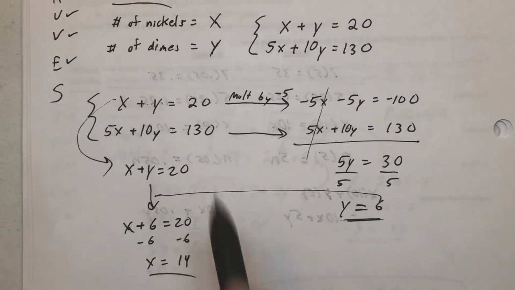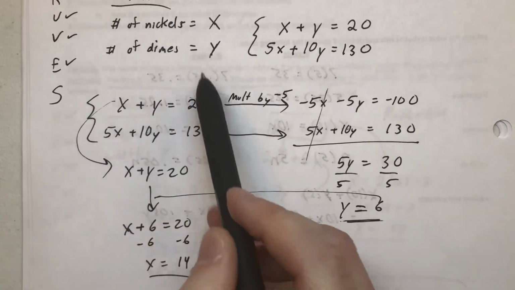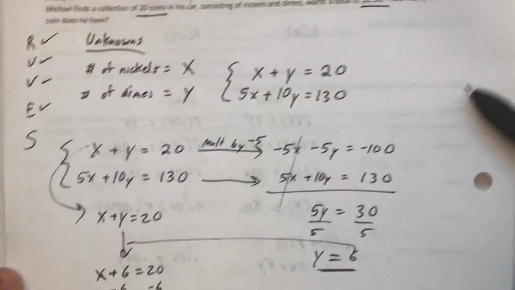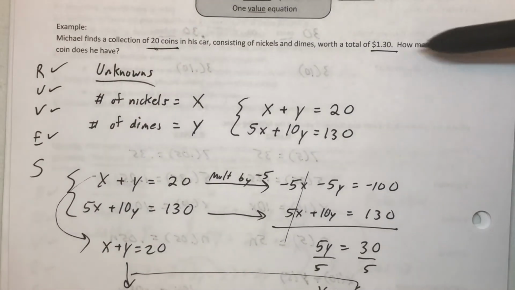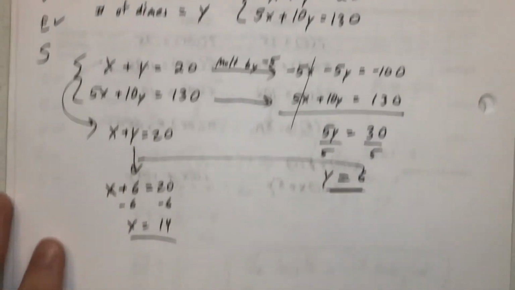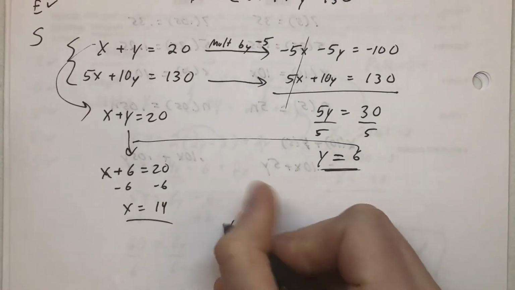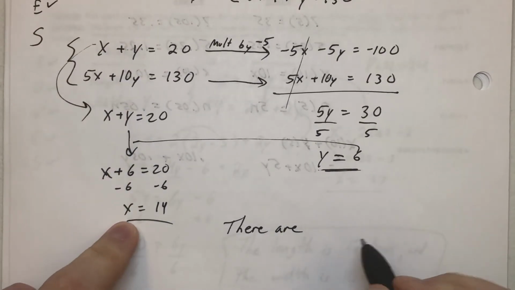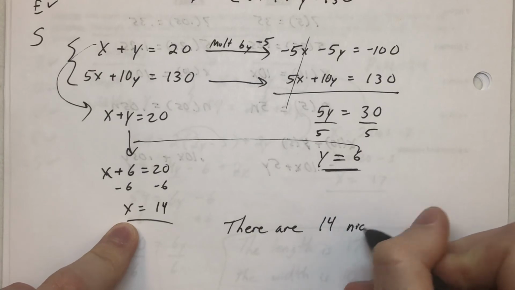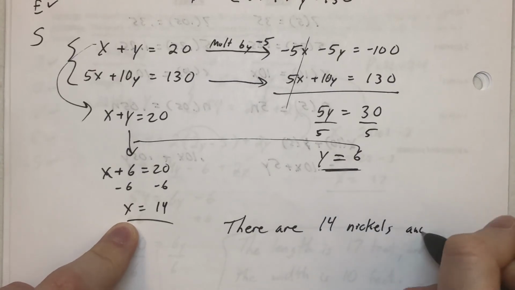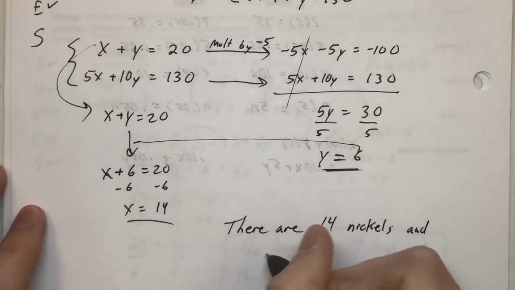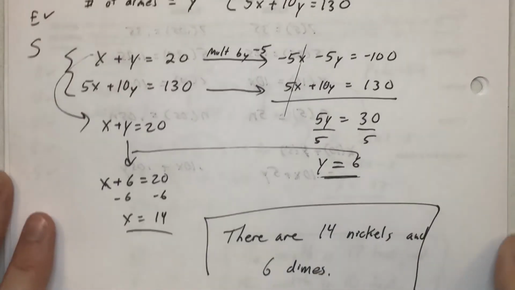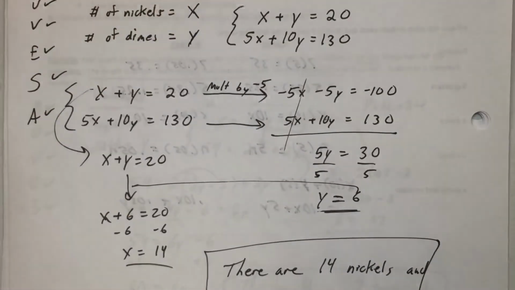So we got our X and our Y, and right up here, the beauty of that U step, as we keep pointing out, is it tells you what X and Y stood for. You got it right there, and so we can go back to the problem, make sure we reread it. It does say how many of each coin, so we want both those numbers, and so we will just say something like there are, and if we go with the nickels first, nickels were the X, so there were 14 nickels, and Y was the dimes, so 6 dimes. And that is our solving and answering of our word problem.